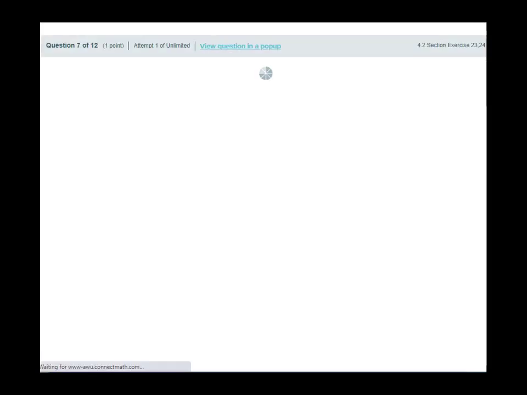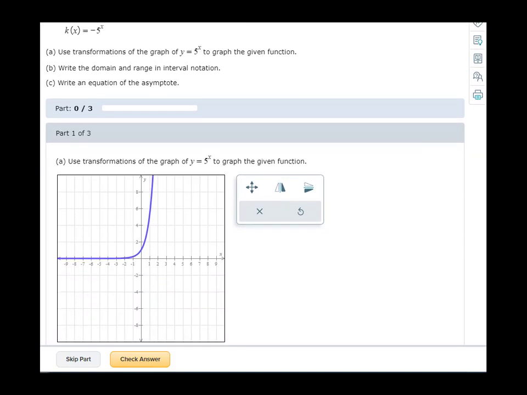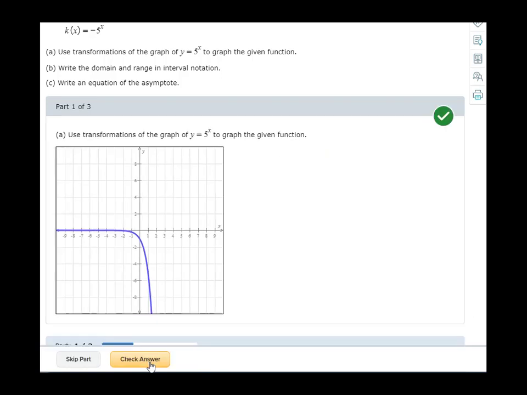Let's go a little farther up to 7. Minus 5 to the x. Oh, there's my minus in the front. If you remember from graphing, it flips things over. All right, so let's see, how do I do that here? I need this tool, which is to reflect. All right, let's reflect. Oh, it did it automatically for me. That's it. It just reflected. It's not shifted left, right, up, down, just reflected. And check the answer, and it likes it.